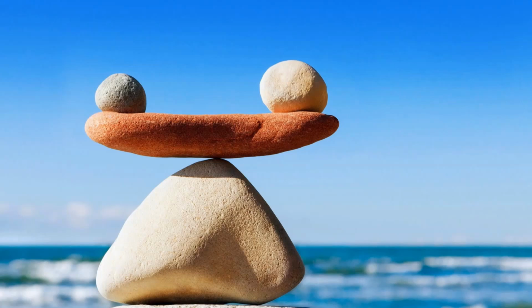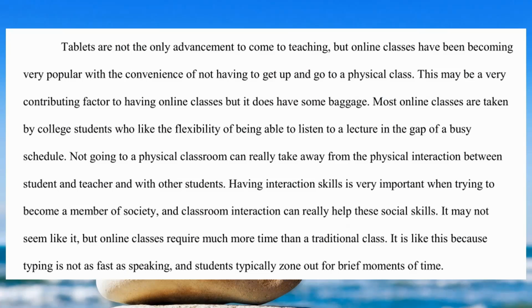In one paragraph: "Tablets are not the only advancement to come to teaching, but online classes are becoming very popular with the convenience of not having to get up and go to a physical class. This may be a contributing factor to having online classes, but it does have some baggage. Most online classes are taken by college students who like the flexibility of being able to listen to a lecture in the gap of a busy schedule."